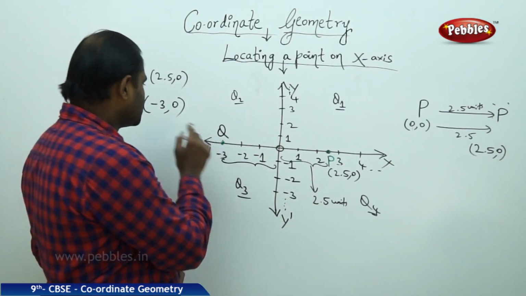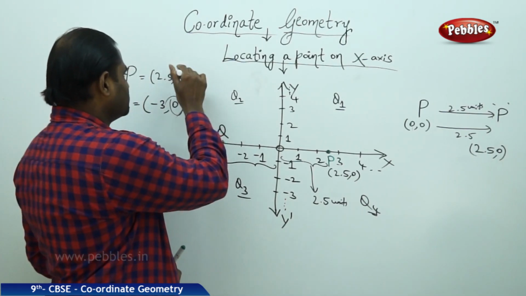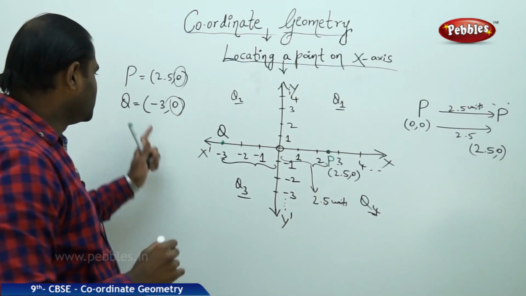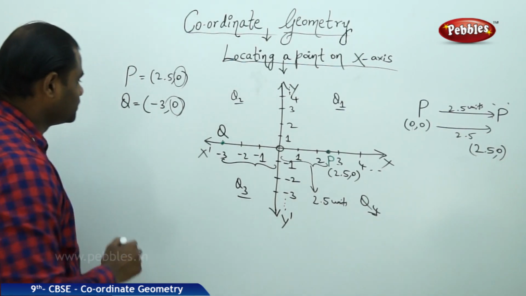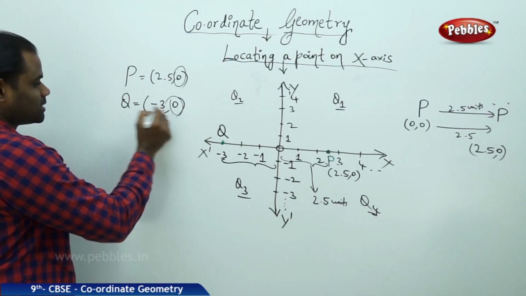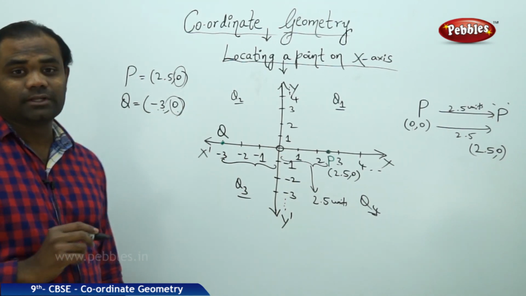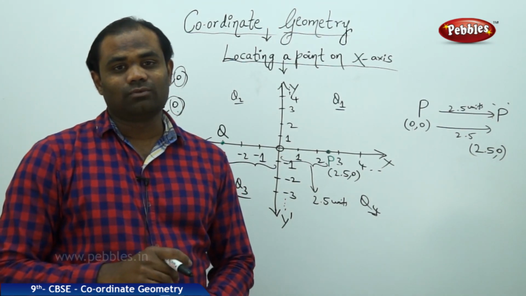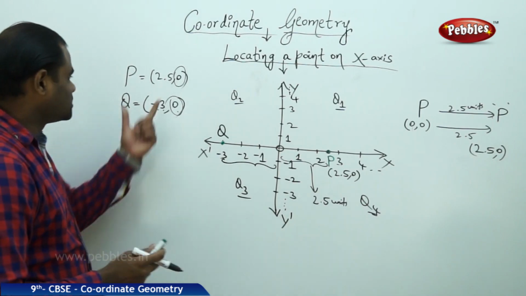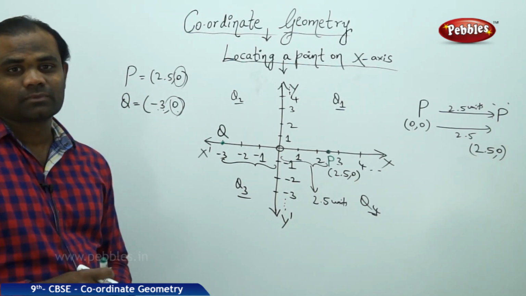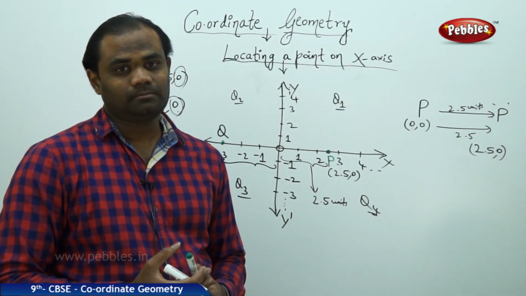So this doesn't have its y affected as in the previous case. Only the x coordinate gets affected. Therefore, for point Q, the abscissa is minus 3 and the ordinate is 0. So what do we understand from seeing these two coordinates? What is the learning outcome?